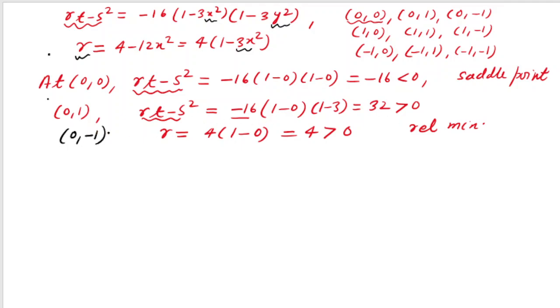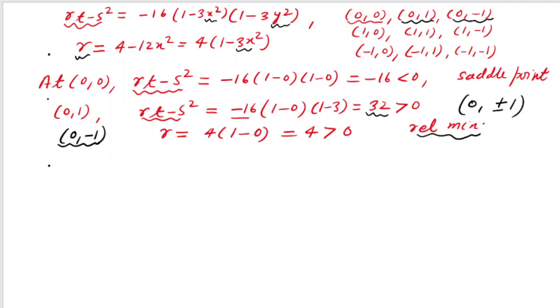You can verify it, that if you take 0, comma minus 1, what will be rt minus s square? Minus 16, 1 in place of x you put 0, and y square will remain this minus 1 square, so it will remain 1 minus 3. So it will remain 32 only. And for 0, comma minus 1, again R value will be 4 into 1 minus 0, that is the same thing. So 0, comma minus 1 also is a point of relative minimum, means both the points, 0, comma 1 with a positive sign and with a negative sign, are points of relative minimum, right? So we have already talked about these 2 points.